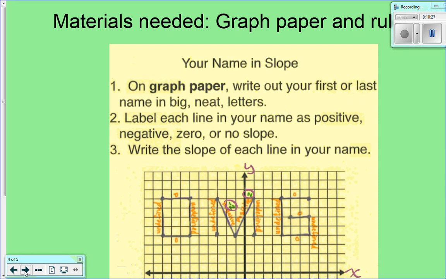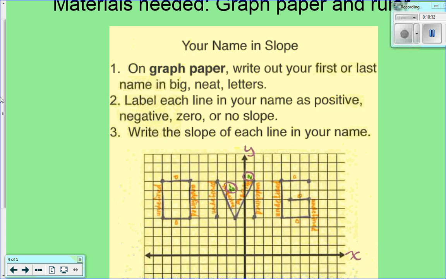All right, you're going to do your name and slope for your activity, and then the next page in your notes is your homework.